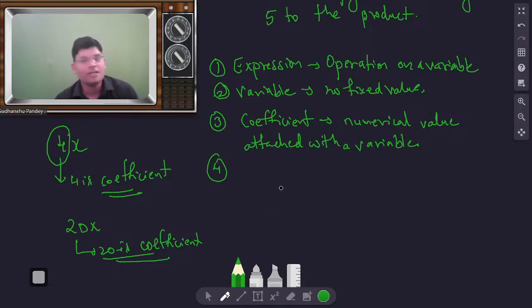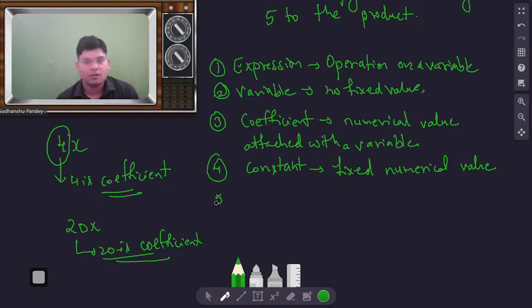So coefficient means numerical value attached with a variable. Now there is one more terminology, that is a constant. Now what is a constant? Constant has a fixed value. It's a number that has a fixed numerical value. It does not have any variable. Okay. Then we can write what are terms.